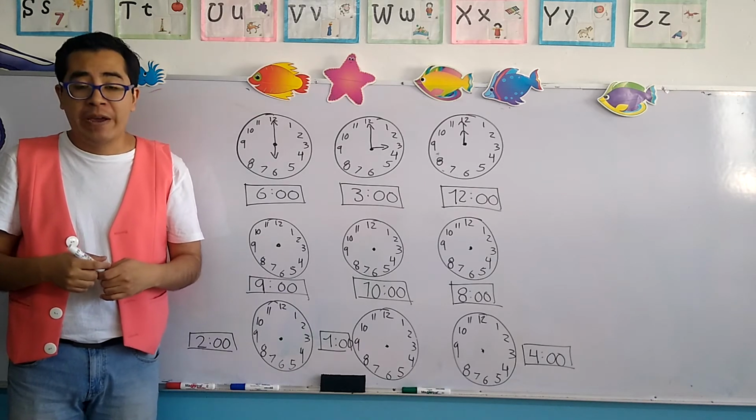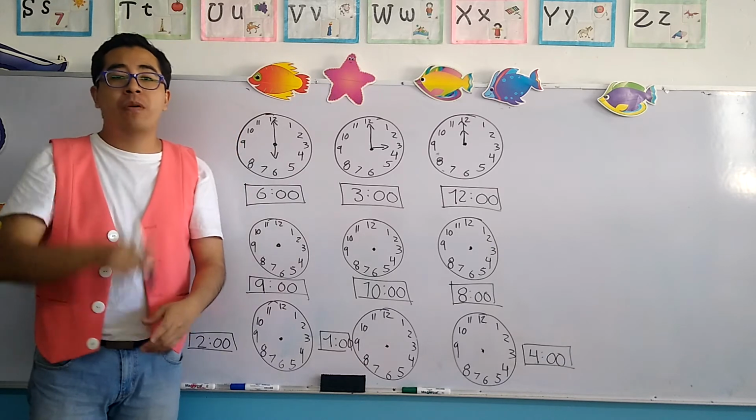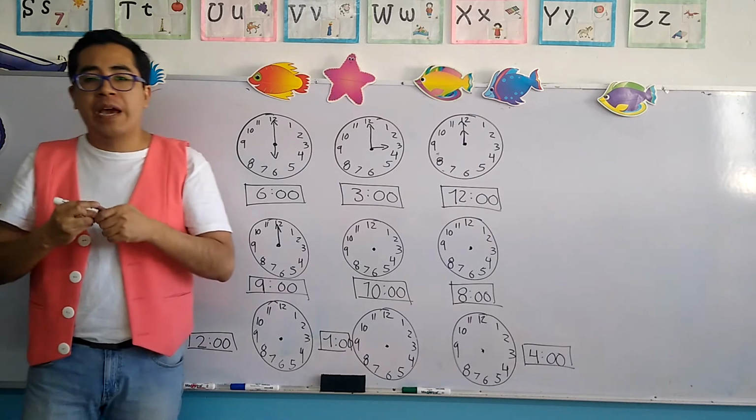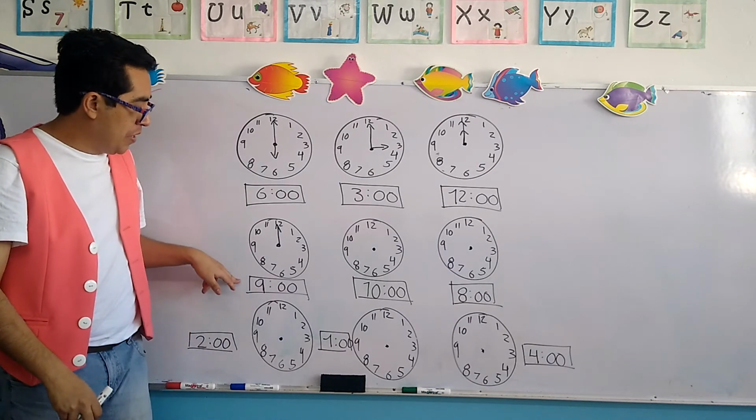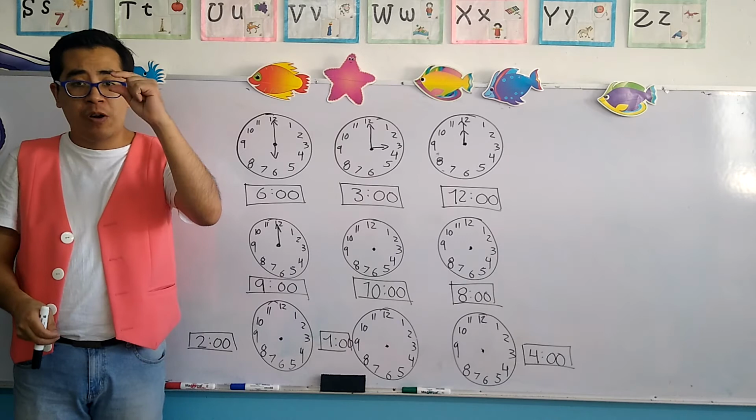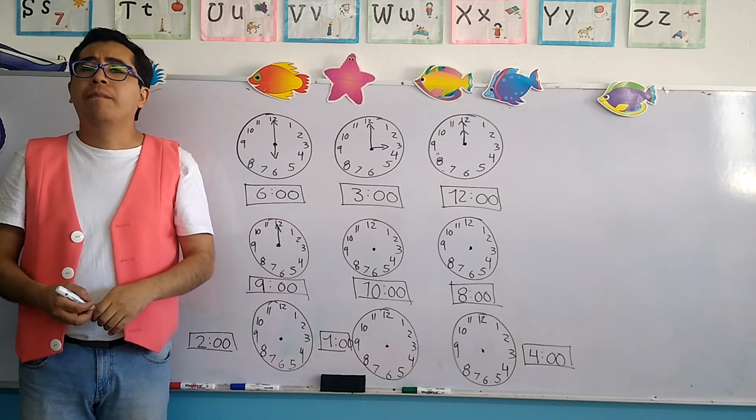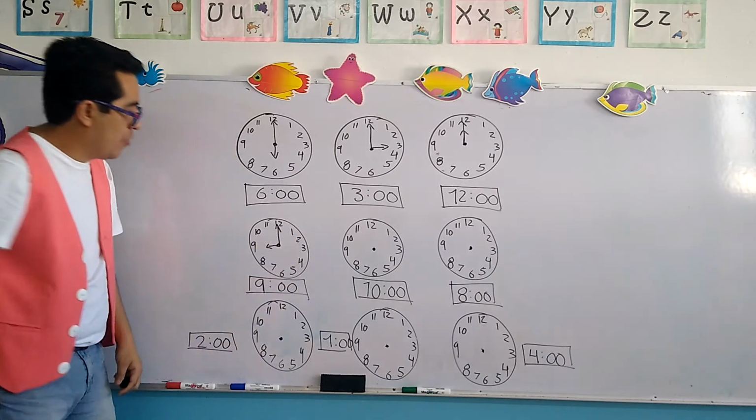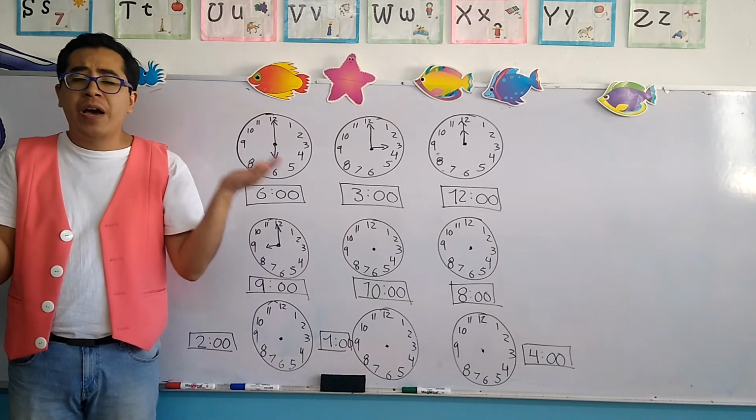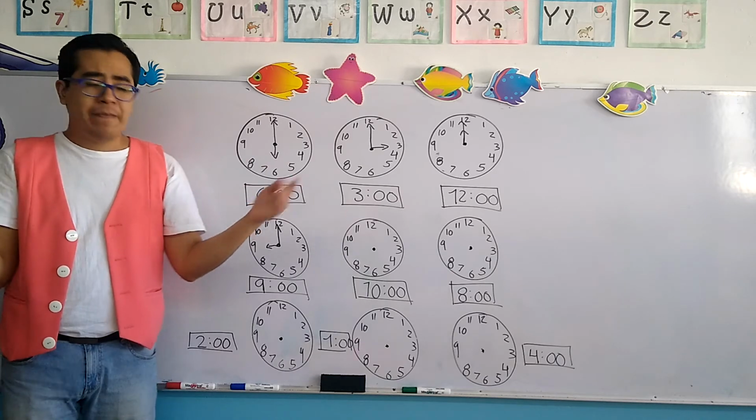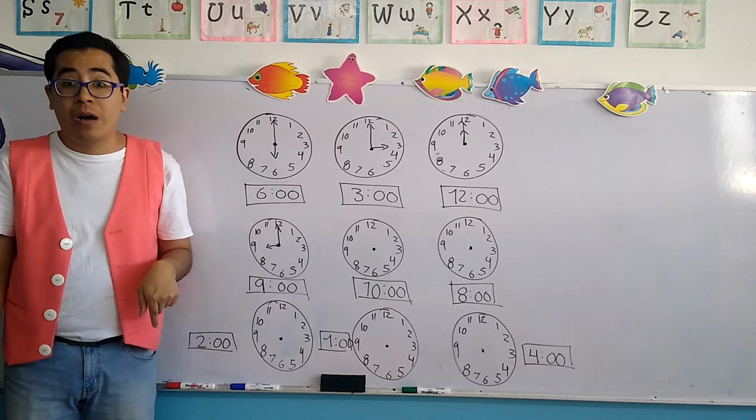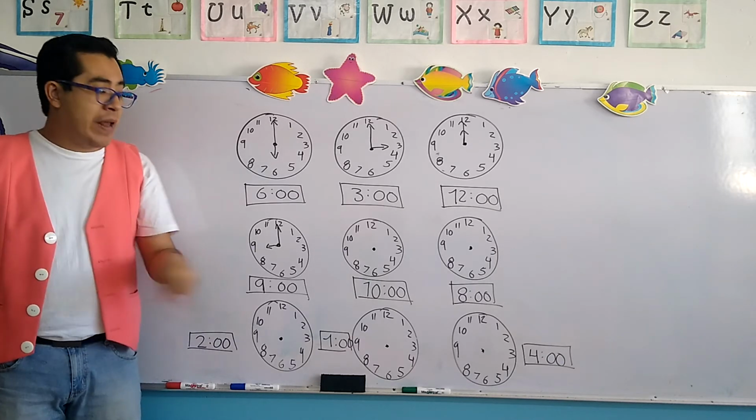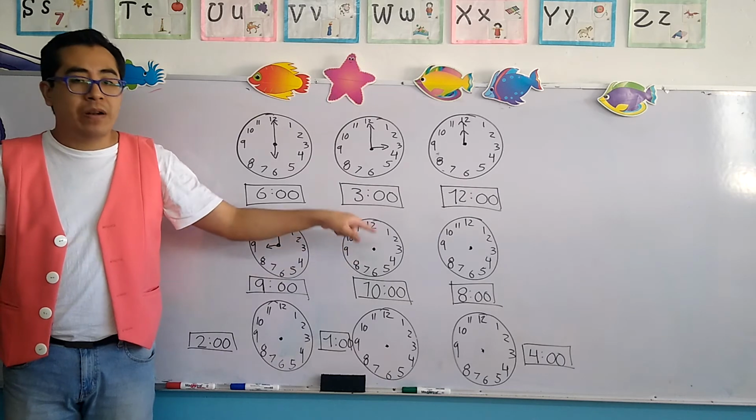So remember, the big arrow, flecha grande, on number 12. Big arrow, number 12. Now, the time, once again, it says here, 9. So, small arrow goes on number 9. La flecha pequeña va en el número 9. Now, what time is it? ¿Qué hora es? 9 o'clock. Remember, very important to mention o'clock. En punto.